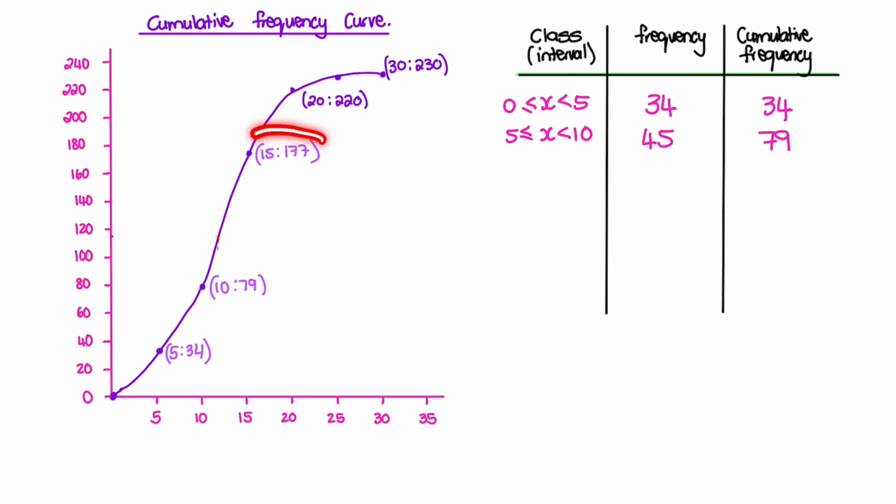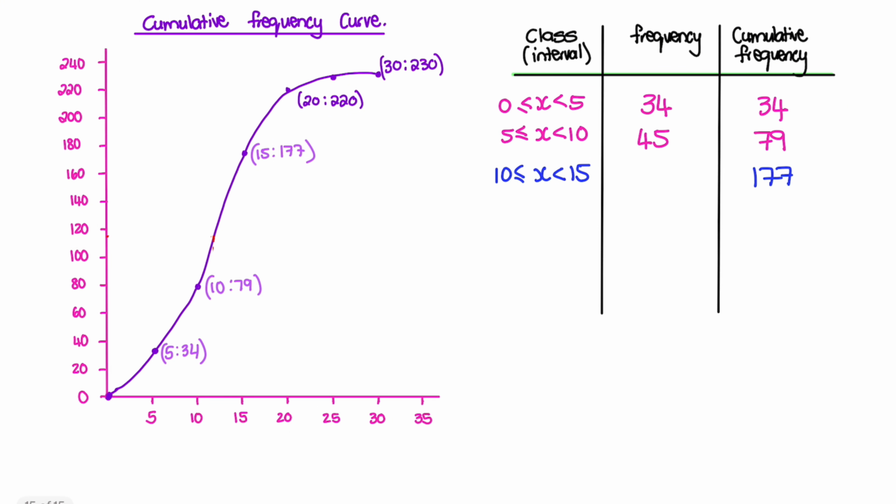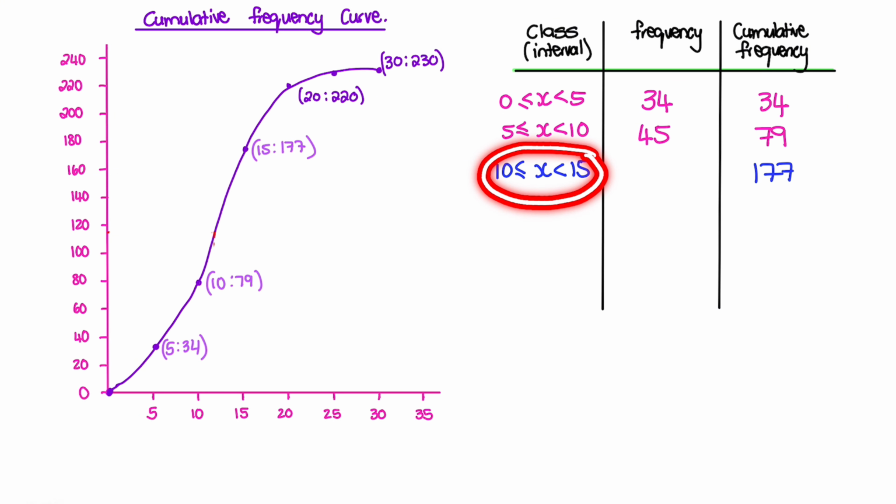Now let's use our third plot here. So that's the interval between 10 and 15. So the x values go from 10 up until 15. The cumulative frequency value is 177. And in order to find the frequency in this interval, we would say 177 minus 79, and that is 98. And you can use the same pattern to do the interval from 15 to 20, from 20 to 25, and then 25 to 30.